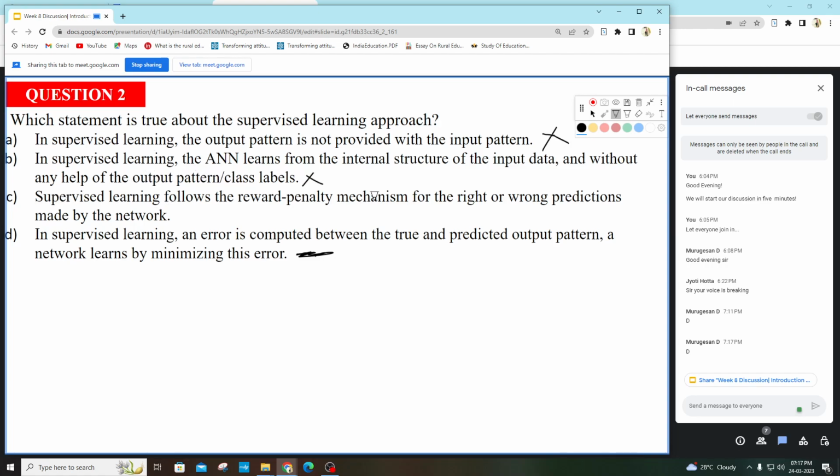Supervised learning follows a reward-penalty mechanism for the right or wrong prediction. This is true for the third type of learning, that is reinforced learning. This is not true for supervised learning. That is learning with the help of a teacher, but with a reward-penalty mechanism and not with the help of output data. So C is also false. So answer D is correct: in supervised learning, error is computed between the true and predicted output pattern and the network learns by minimizing the error. So is this clear?